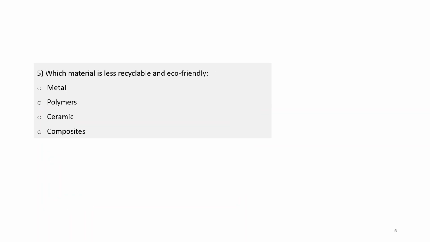Next is which material is less recyclable and eco-friendly? Your options are metal, polymers, ceramic and composites. So the correct answer will be polymers.